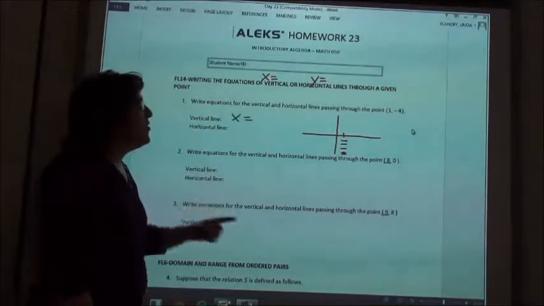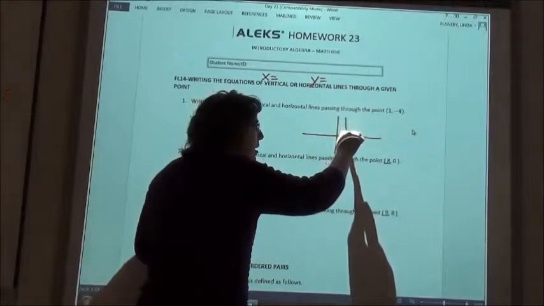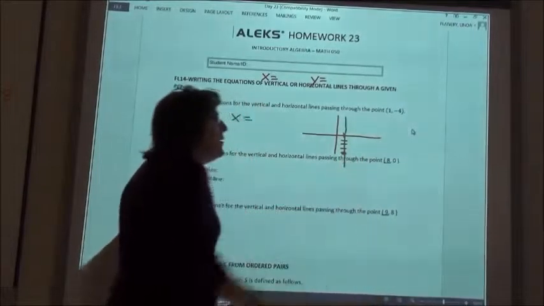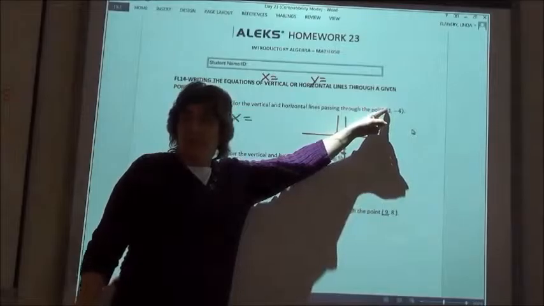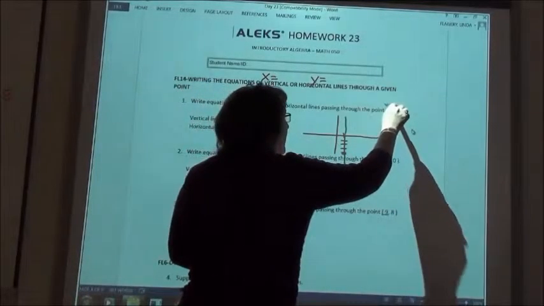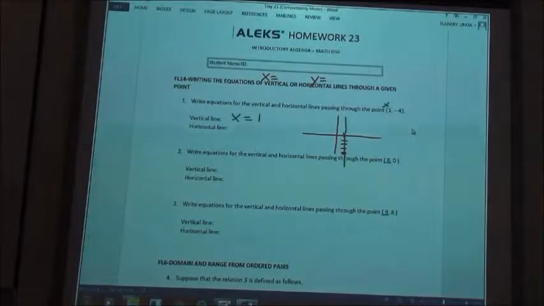And if it's going to be a vertical line and it's going to touch this point, it's going to have to be that straight up and down line that touches the x-axis at the x value of the point. So in this case, it would have to be the line x equals 1 in order to touch that point.